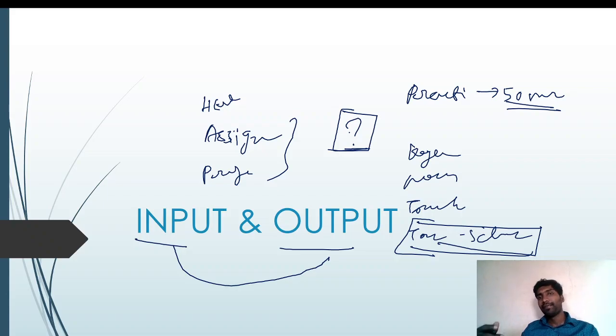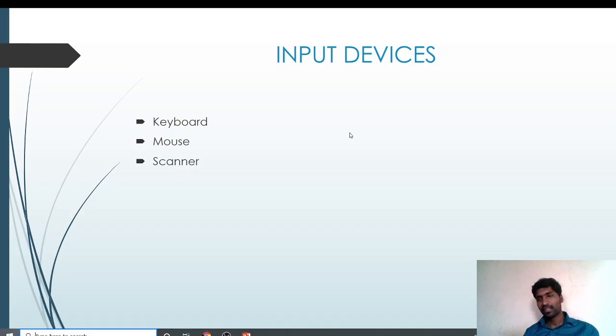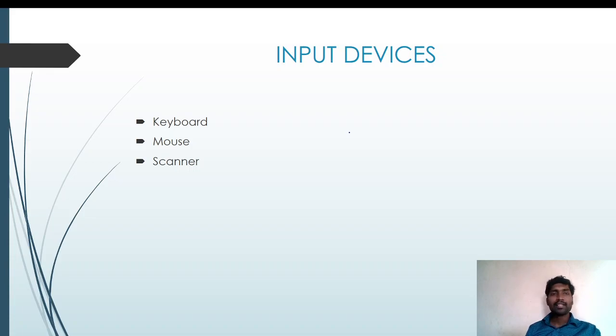Now we will see the hardware components one by one. Input devices. First is a keyboard. Now my dear students, basic things you should know. This keyboard has 104 keys. There are two types of keyboard, and now we are using the QWERTY keyboard.